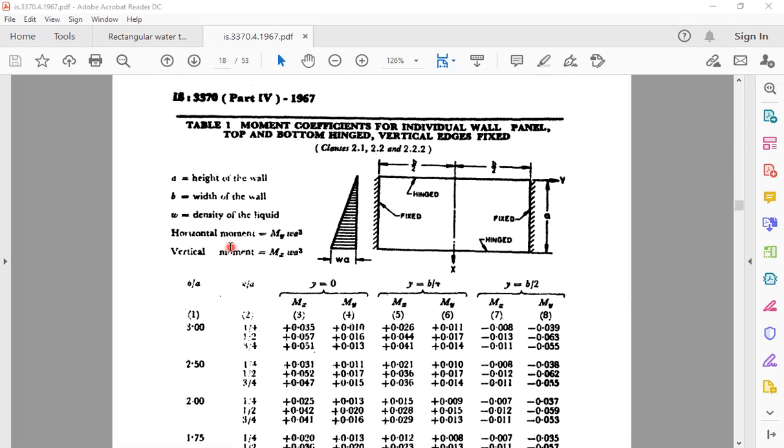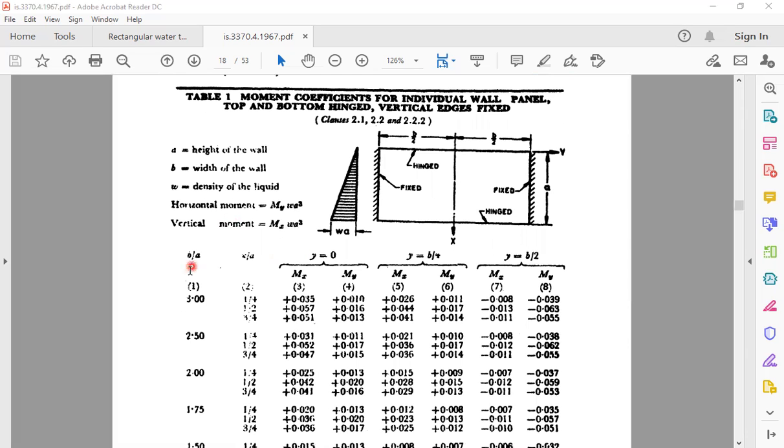The vertical moment is similar to that, where we will use Mx. So the horizontal moment will be My into W into A cube, and the vertical moment will be Mx into W into A cube. Only the moment coefficients, My and Mx, change. So we have these ratios, that is B by A, that is L by H, and here this is X by A, meaning the different locations where we need to obtain the coefficients, and Y is the horizontal distance, that is the length, for various distances of Y.